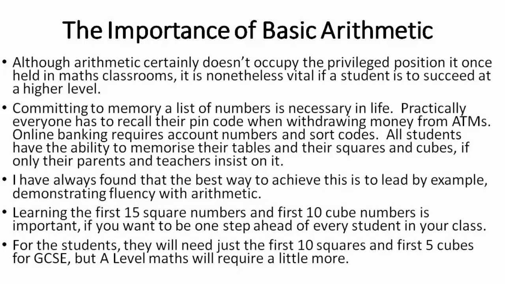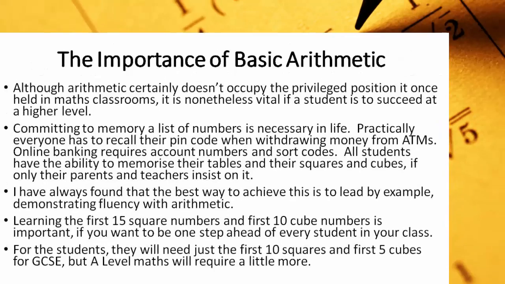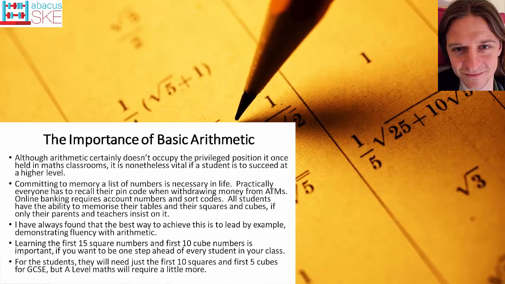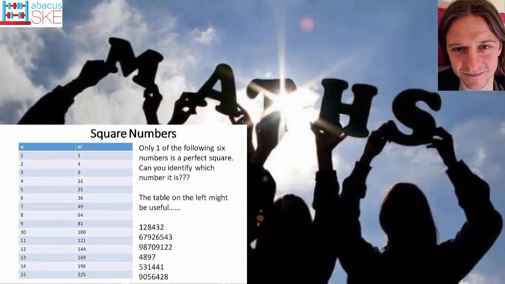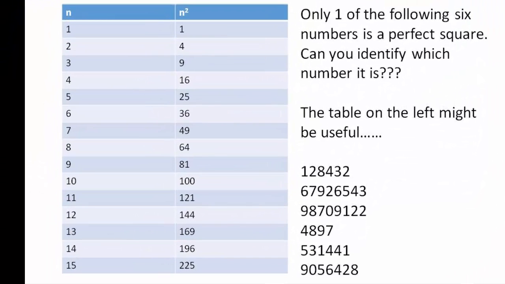So, what do they need to know? Well, learning the first 15 square numbers and the first 10 cube numbers is what I suggest you do. I would say to them that they certainly need to know the first 10 squares and the first 5 cubes, but it's nice if they know the first 10 cubes as well, and they will need to know the first 10 cubes if they want to do rapid cube root extraction on 6-digit numbers. Okay, so let's have a look at the square numbers first.